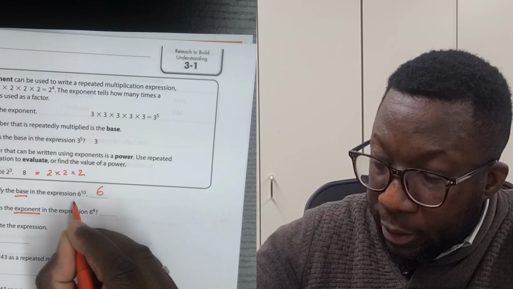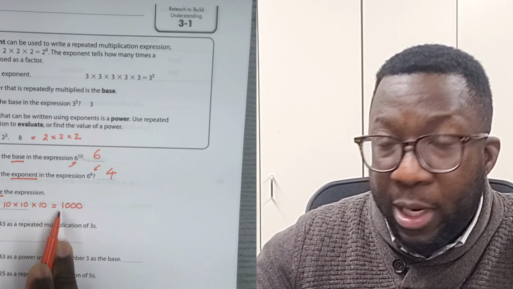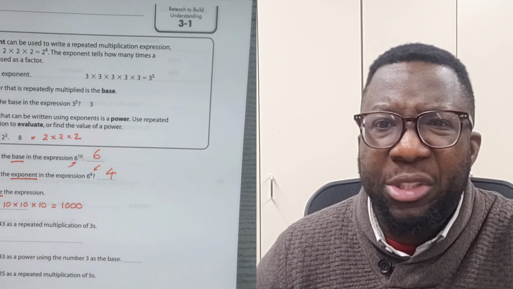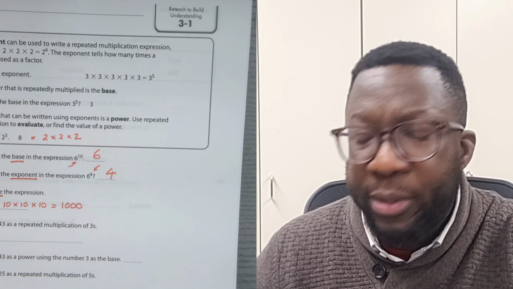Here's a quick note or a quick tip. Whenever you're multiplying and the base is 10 and we have an exponent, the exponent will let you know how many zeros you have. So 10 to the third power is 1 with 3 zeros, which is equivalent to 1,000. That'll just save you a little bit of time. If you still want to multiply it out, you absolutely can, but that's just a little quick note for you.